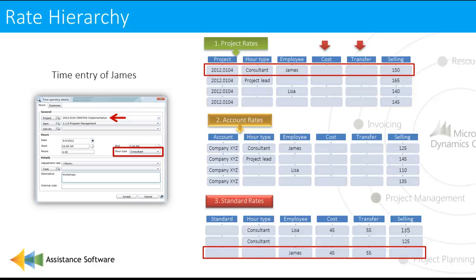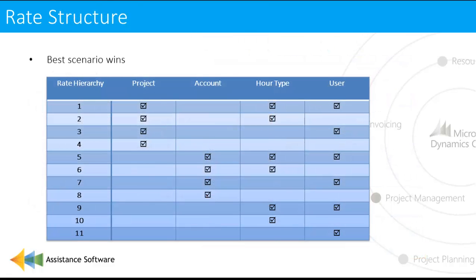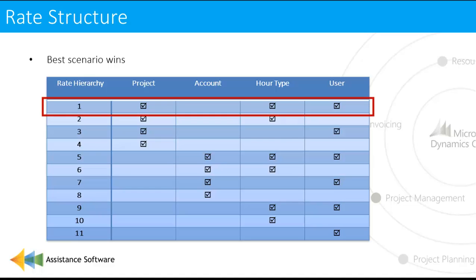In summary, PSA will always look for the best scenario when determining what rates to apply, and it will follow a specific hierarchy in doing so. This table illustrates the order in which the process will take place and what combination will override the other, Level 1 being the ultimate option that will prevail over all the others.